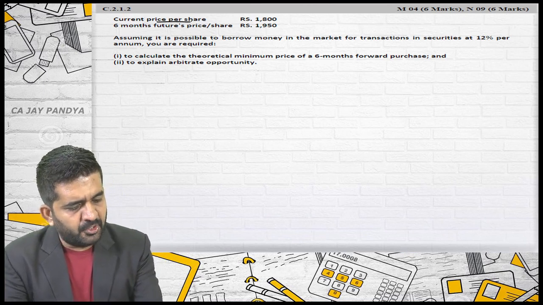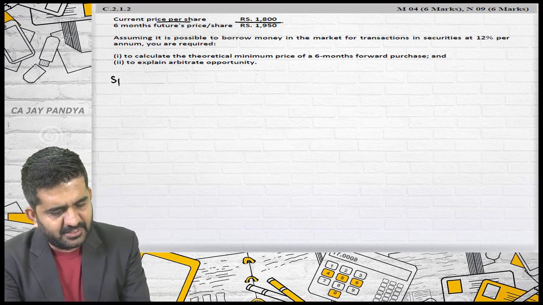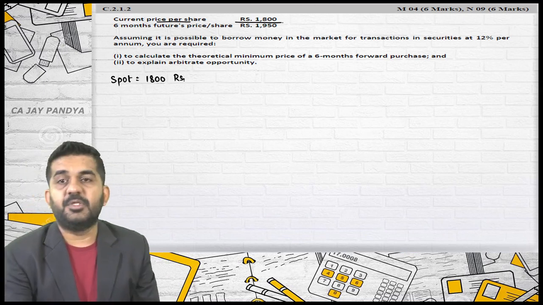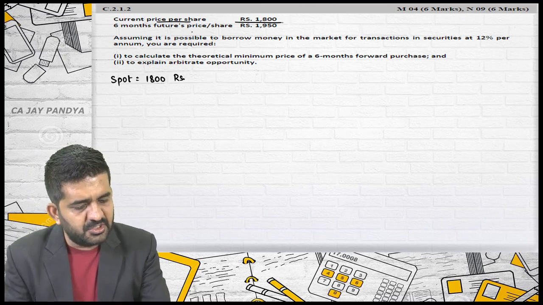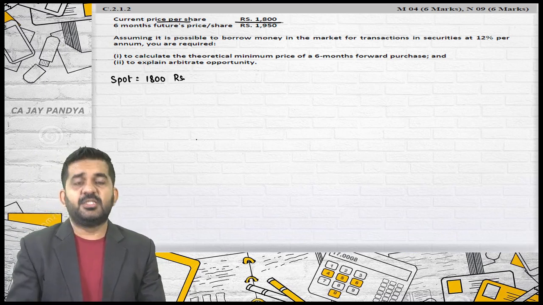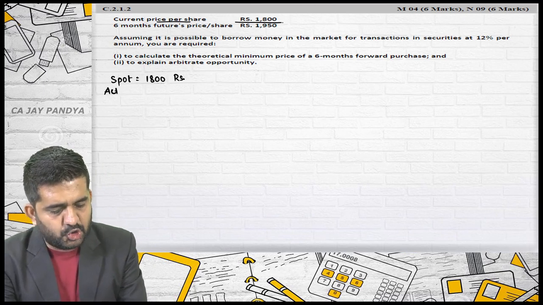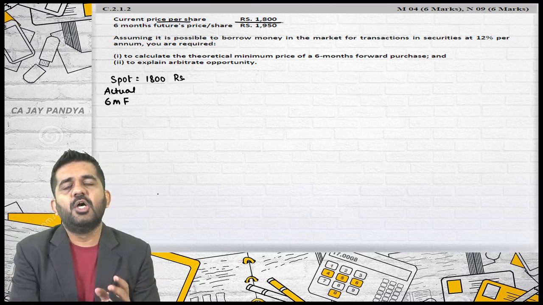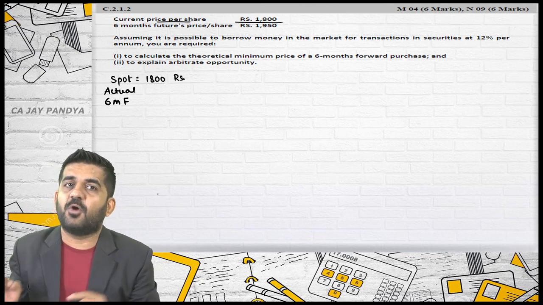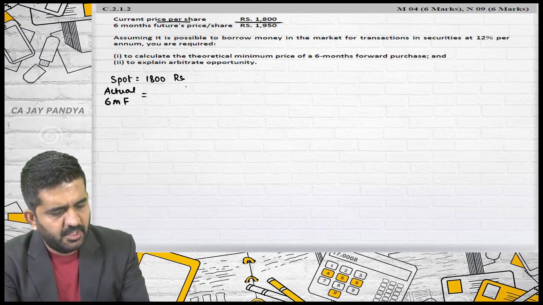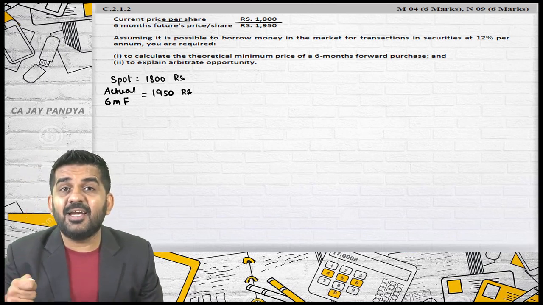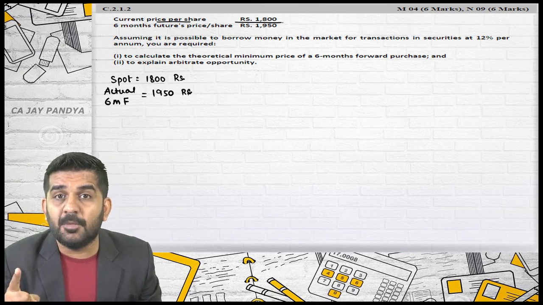Current price per share is 1800. Please understand it is the spot price, 1800 rupees. 6 months future price per share is 1950. This is actually the 6 months forward rate. It is actually future, but in the next point we are going to understand future, and believe me, future and forward are absolutely the same. So I can even use the same concept. 1950 rupees. Is it theoretical price or actual price? It is the actual price of the future.